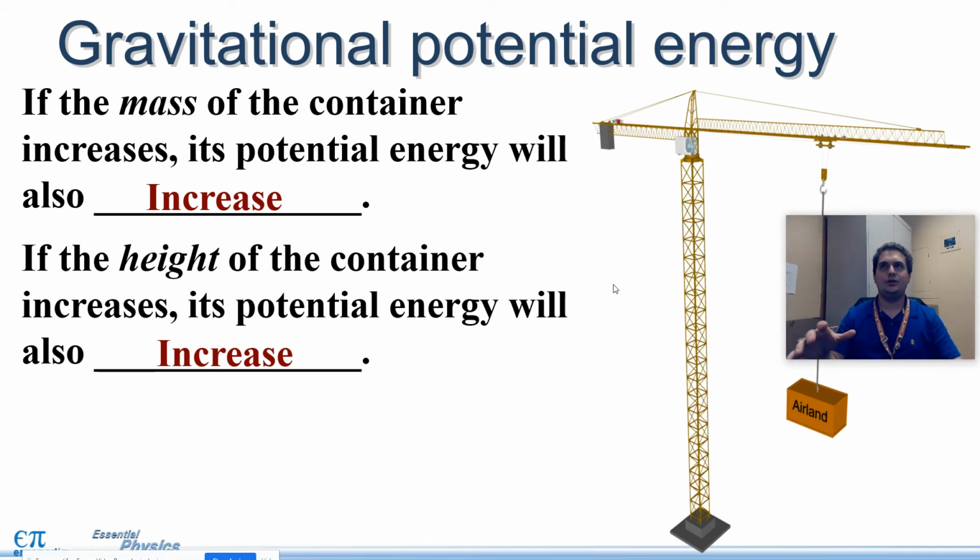What if we went to the moon? What would happen if we went to the moon? Does that change how much potential energy there is? Absolutely, because what changes on the moon? The value of gravity. The value of gravity would be less, so potential energy would be less for the same mass and the same height. Okay, so you can only change that G if you go to a different planet or the moon or something like that.